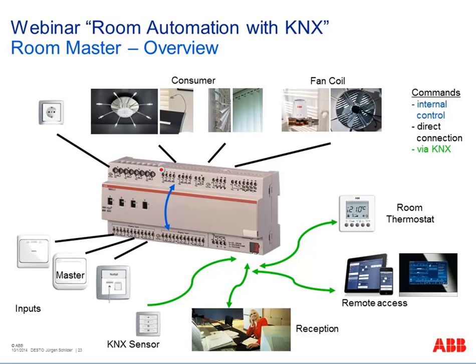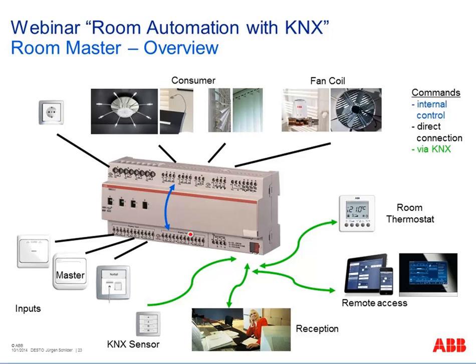Similar functions we discussed already, with any loads connected: lamps, sockets, heating, cooling, motors, curtains. And again, conventional push buttons are normally connected to this device because you have a lot of binary inputs available here. As it's a KNX device, of course, we also have remote access available. And if you talk about room temperature control, you also need your room thermostat, shown here as a second KNX device inside the solution or the room.